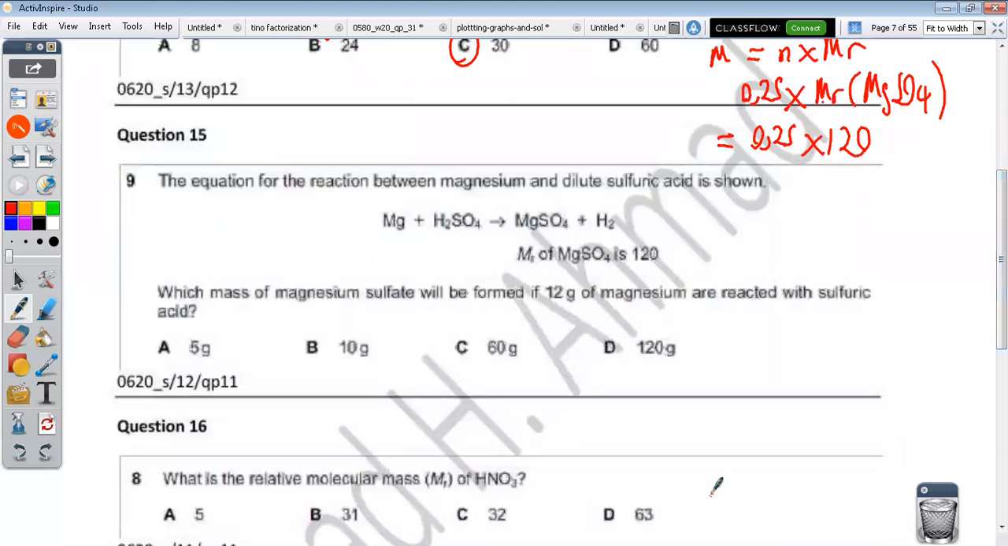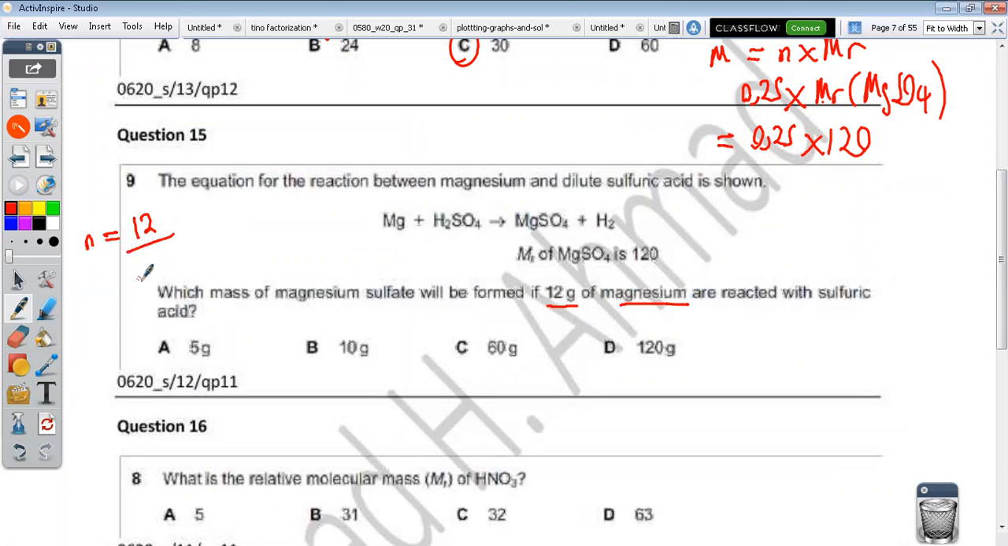Now let's look at the next question. The equation shows the reaction between magnesium and dilute sulfuric acid, balanced for you. What mass of magnesium sulfate is formed when we use 12 grams of magnesium? So we need to calculate the number of moles of the magnesium that we used.